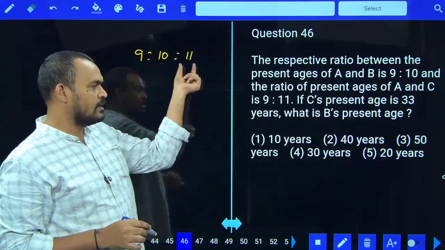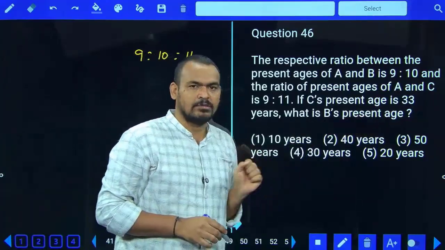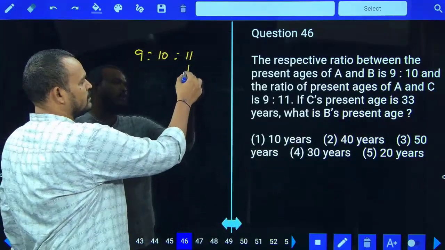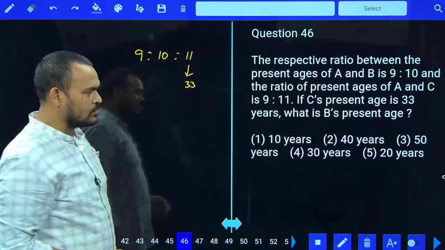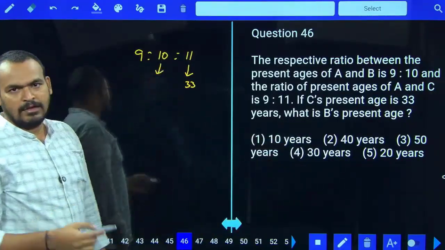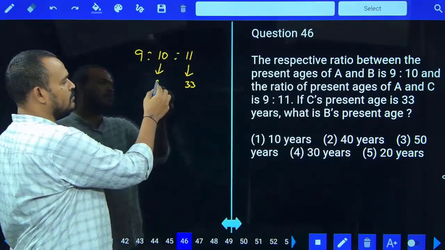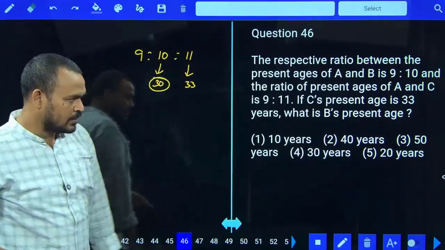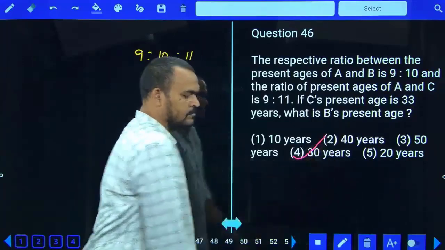And see how many parts here? 11 parts. What is the 11 parts value? 33. 11 parts value is 33 years. What is the question? B's present age. B's present age means how many parts? 10 parts. 11 parts is 33, so 10 parts value is 30 years. Which option? Fourth one.